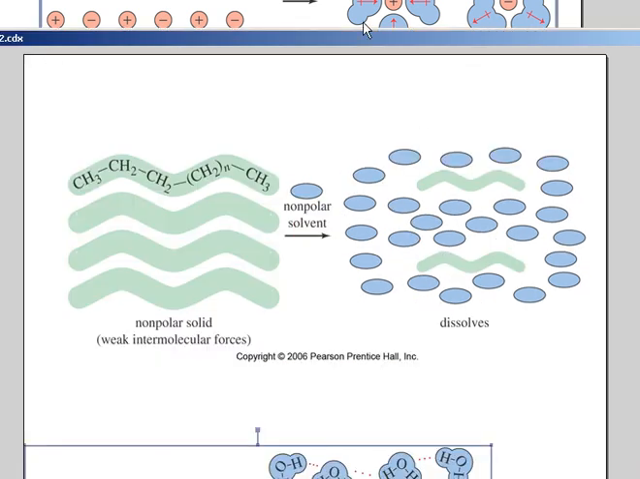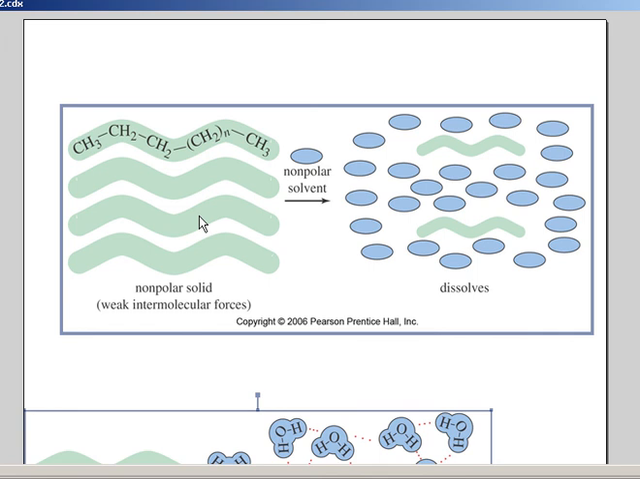If we look at a couple more examples, if we take a nonpolar solid, something that can only form LDF with itself, and we try to dissolve it in a nonpolar solvent, now these two compounds can form LDF with one another, so one dissolves in the other because they have similar nonpolar intermolecular forces.